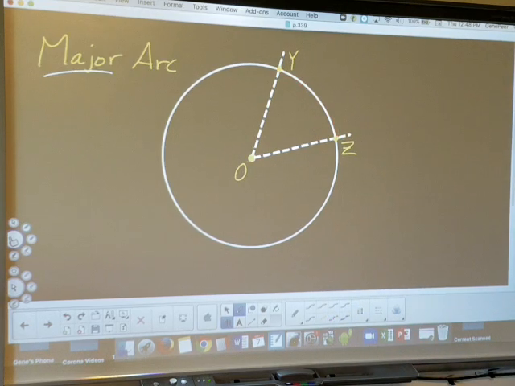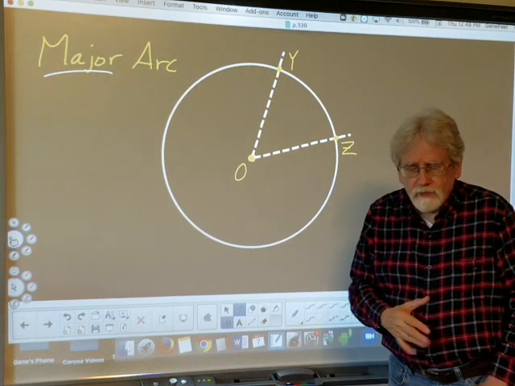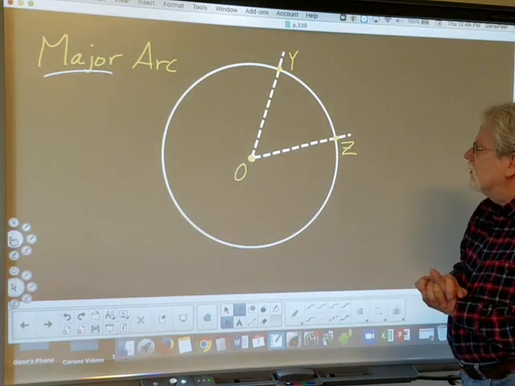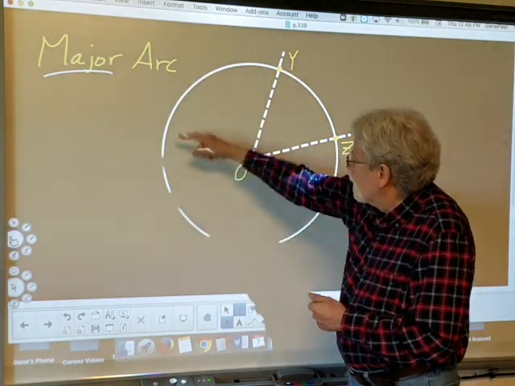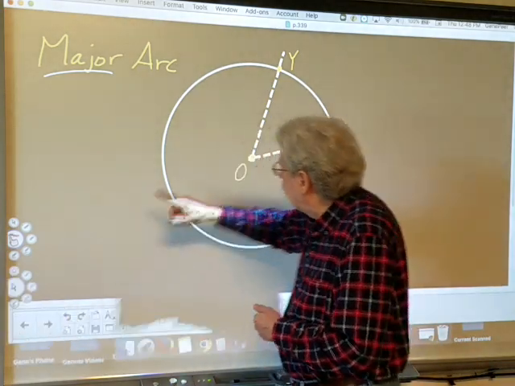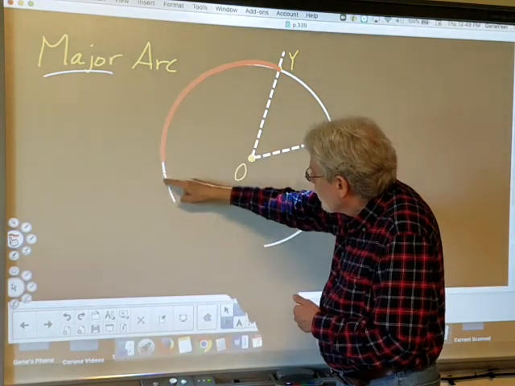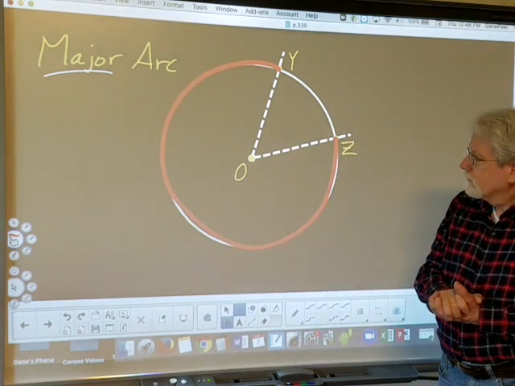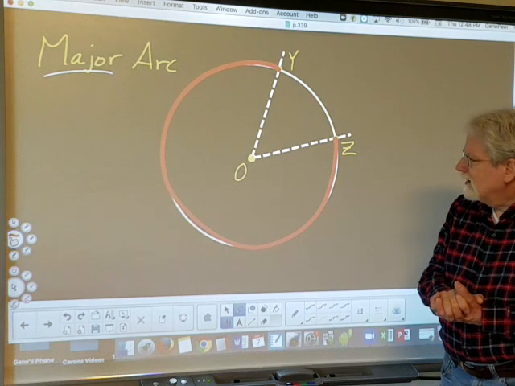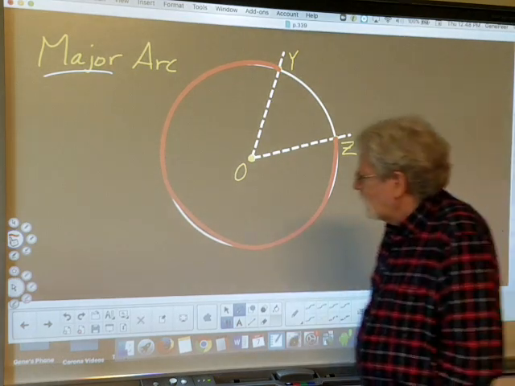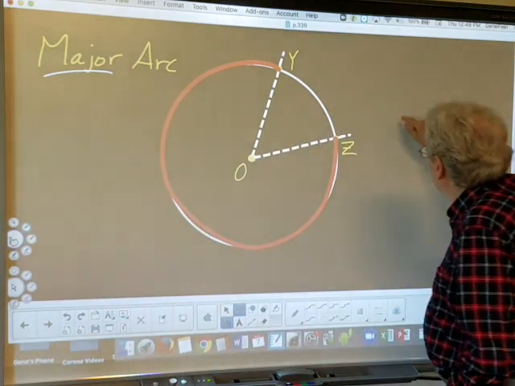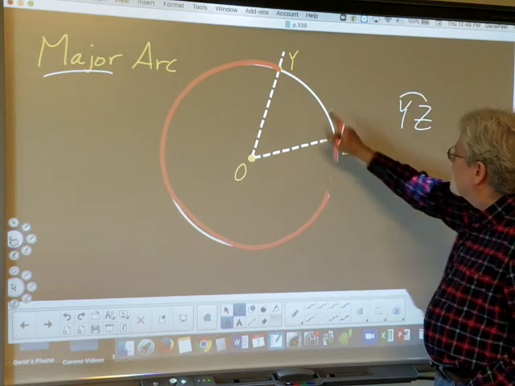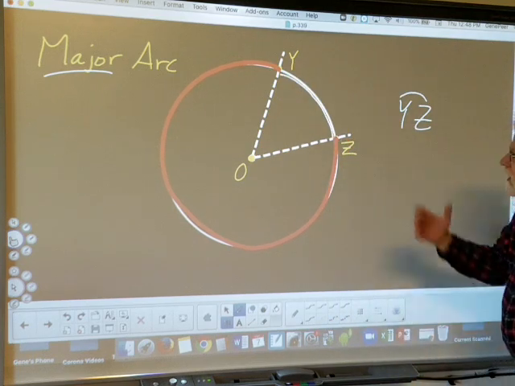On the other hand, a major arc is more than half a circle. A major arc is more than 180 degrees. So the major arc would be this red arc here. That is a major arc, more than half the circle. Now, to name a major arc, how in the world do you name that thing? You can't call it YZ because YZ is understood to be the minor arc. So how do you name a major arc?